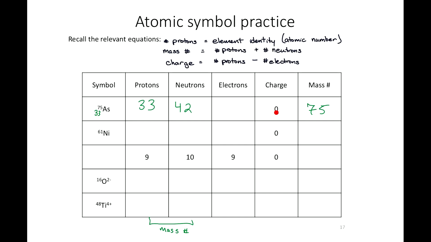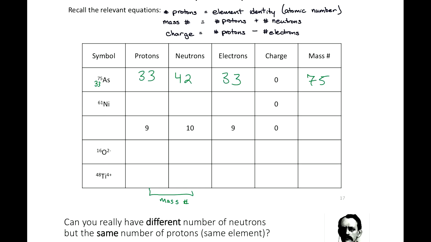Here, I already tell you that the charge is 0 because there's nothing written there. If there's nothing written on the symbol, it implies that it's a 0 charge. So that means the number of electrons should be 33 because protons minus electrons will always be related to your charge. All right, got to equal them out.